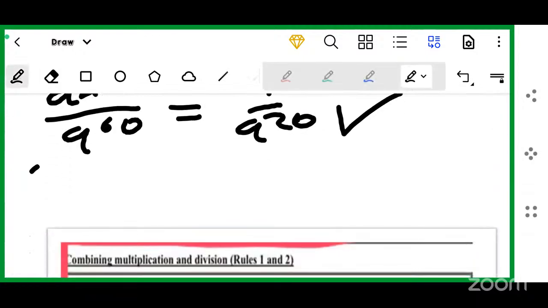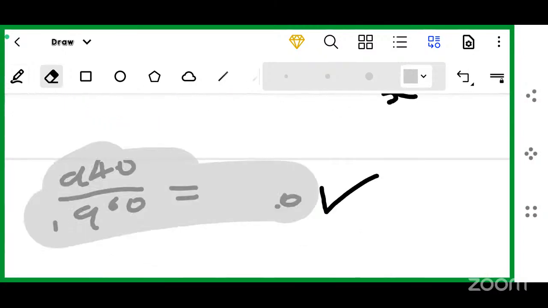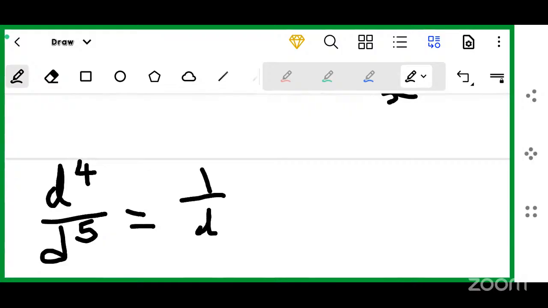So let's say we have D to the power of 4 over D to the power of 5. I'm thinking of including a negative, but let's work this out and see what happens. I got 1 over D to the power of 1. So you can just write it as 1 over D.